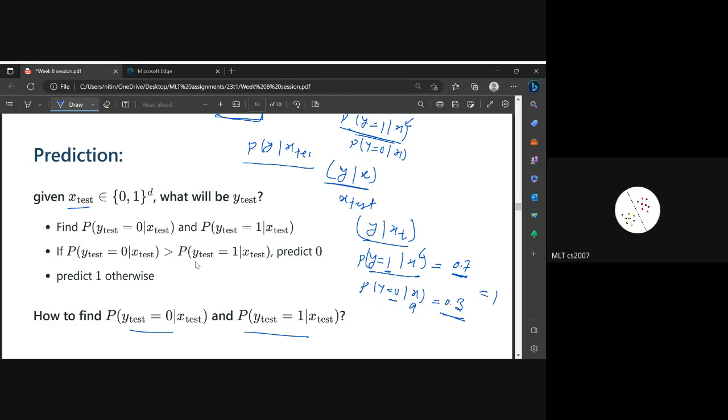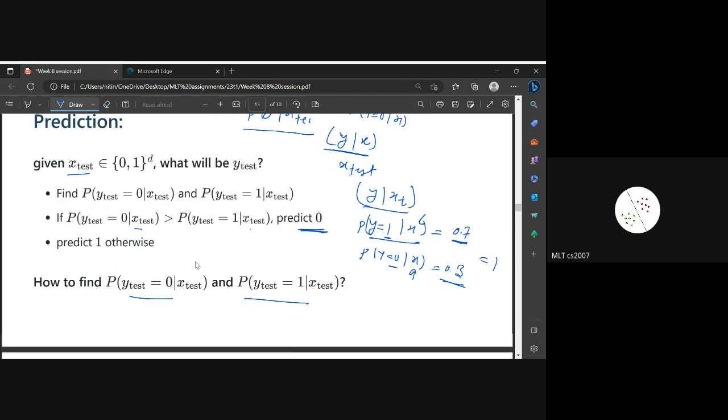In this case, if the probability that y equals 0 given the data point is greater than y equals 1 given the data point, what label will you assign? Okay, 0. You will predict 0 for that data point.